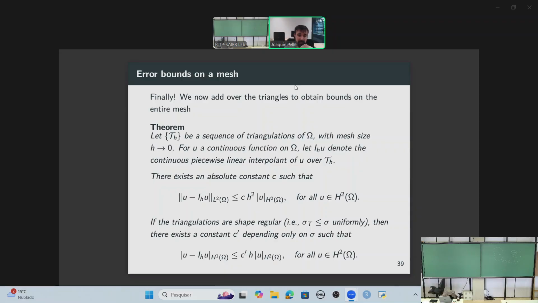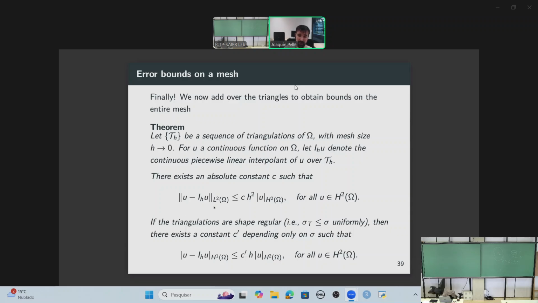So then we know that with these conventions here, there exists an absolute constant C, such that this approximation error in the norm L2 can be bounded by C times H squared and the H2 semi-norm of U, right? And this will get smaller and smaller, so the bound will be getting better and better with a convergence rate 2 in this case.